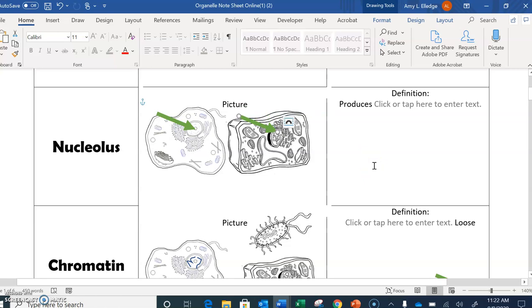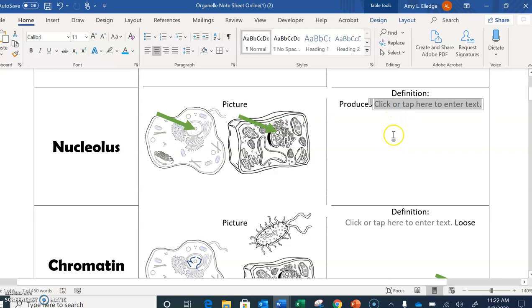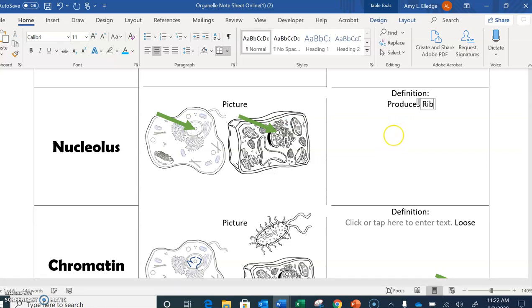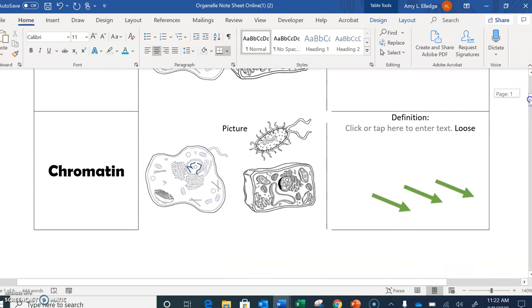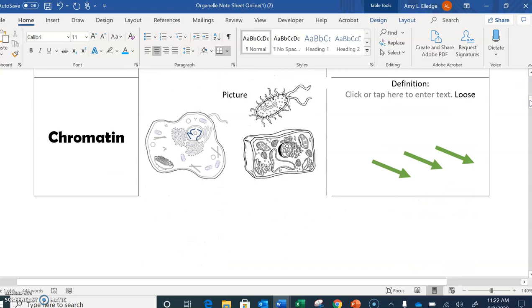And what the nucleolus does is it makes another organelle. It makes an organelle called a ribosome. And at this point, you're like, Miss E, what's a ribosome? We'll learn in a little bit, okay? But it makes the ribosomes, and that's as simple of a definition as we can get for our nucleolus. So let's scroll down. We have this word chromatin, and you may have heard of chromosomes before. Chromatin is the fancy word for loose DNA.